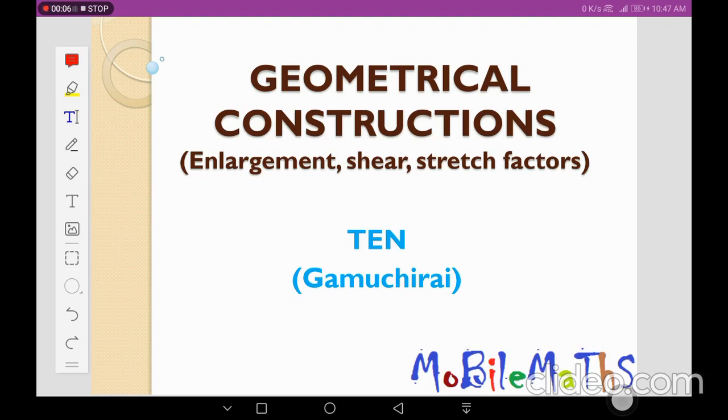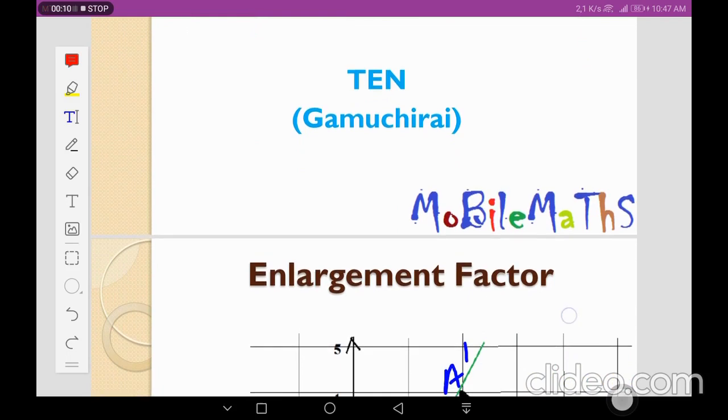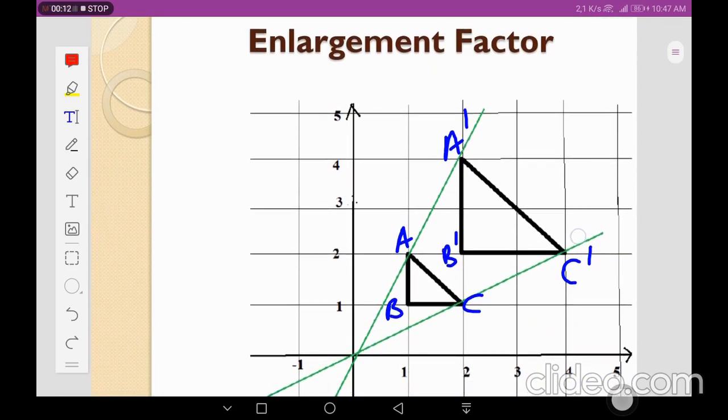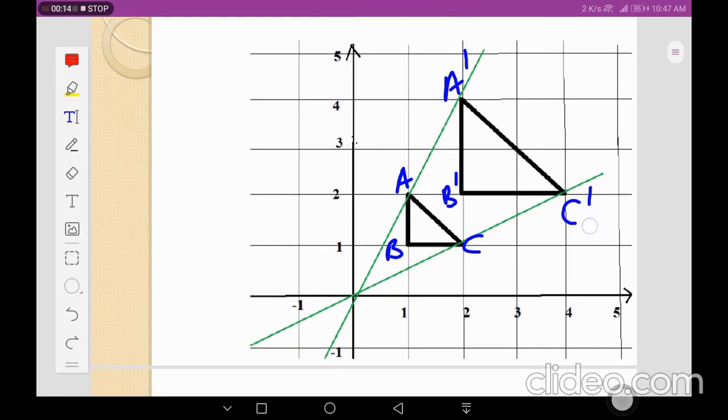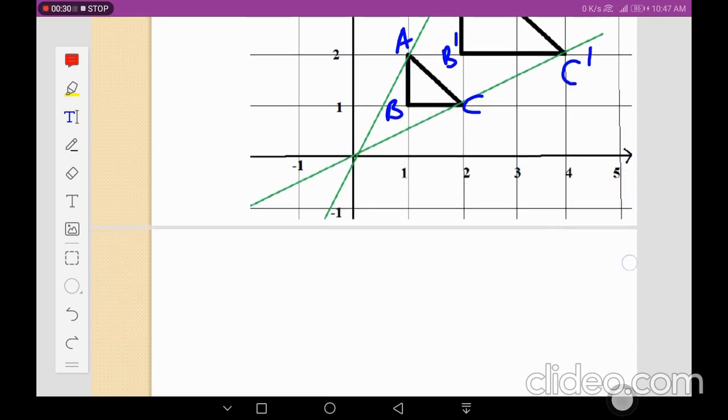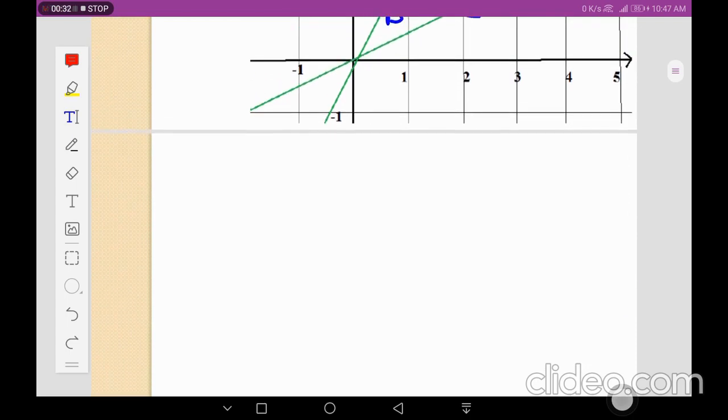I want to look at enlargement, shear, and stretch factors under geometrical constructions. Here I've got an enlargement factor that I want to look at. I've got this image where I've got A, B, C, and it's going to the image A dash, B dash, C dash there. So what happens here, we want to get the enlargement factor K.